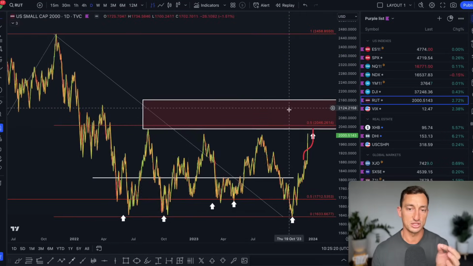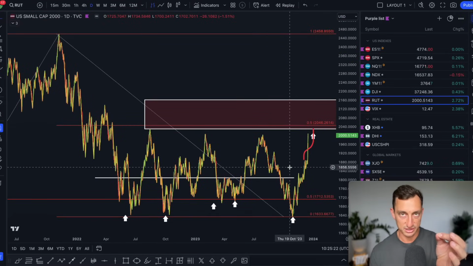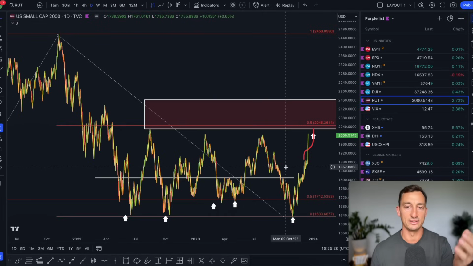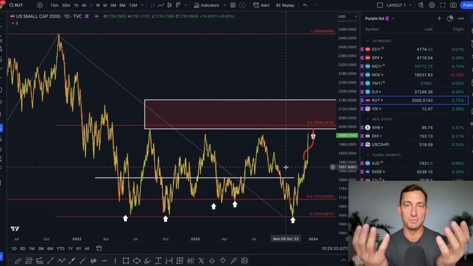Now the narrative has shifted. The majors, the top 7, 10 stocks in the US aren't performing as well as the bottom 500, 2,000 stocks. And so the narrative is now, well, if those aren't performing, it's a bearish market.